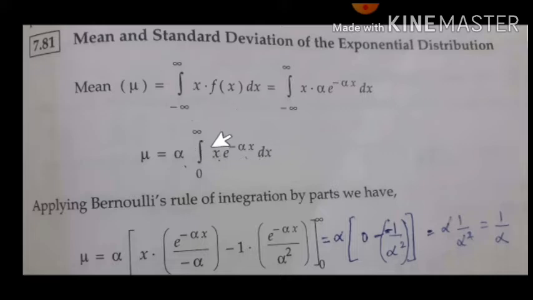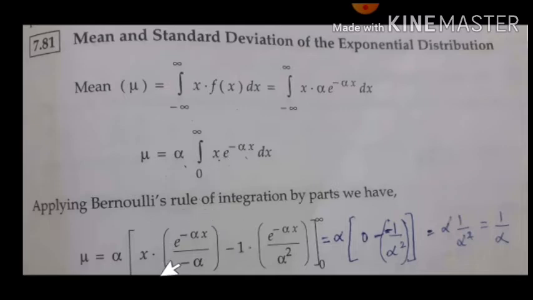Now to evaluate this, a product of two functions of x is there. Hence apply Bernoulli's integration by parts method. X as it is, the integration of e to the power of minus alpha x is e to the power of minus alpha x by minus alpha, minus the derivative of x, which is 1.